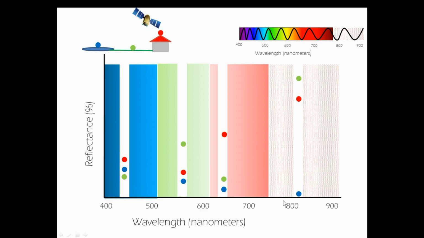And in the next series of videos, we're going to start getting at the idea of how we can use these differences in reflectance values to distinguish between different materials on the Earth's surface.